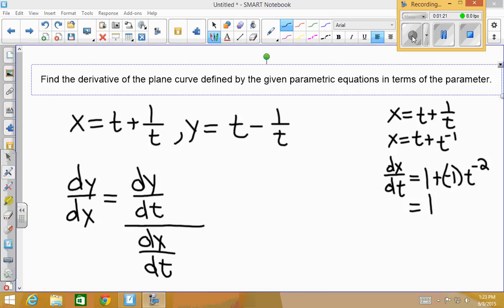Simplifying, we get 1 minus 1 over t squared. Or if we combine these two terms together, 1 is the same as t squared divided by t squared if we multiply the top and the bottom by t squared. So we end up with t squared minus 1 divided by t squared. That is the derivative of x with respect to t.